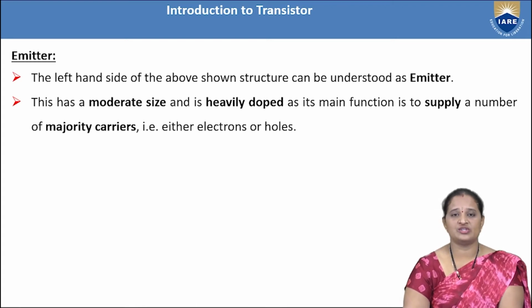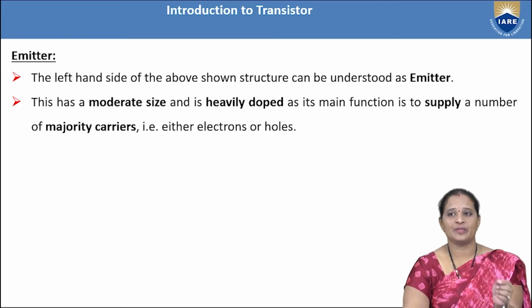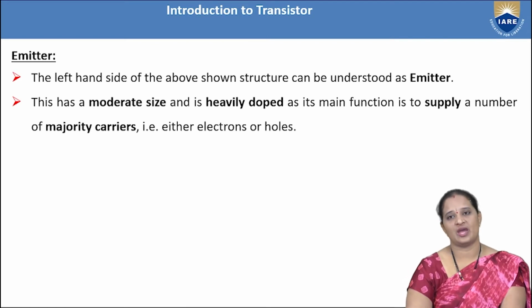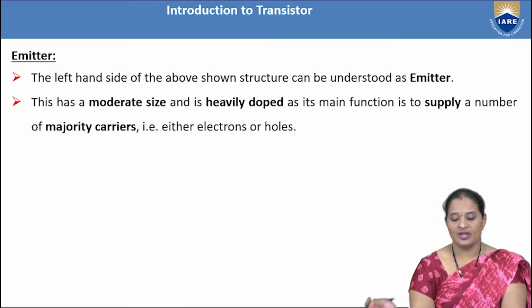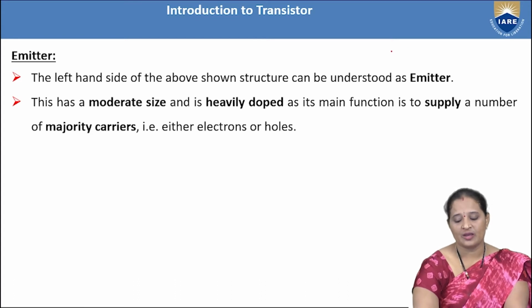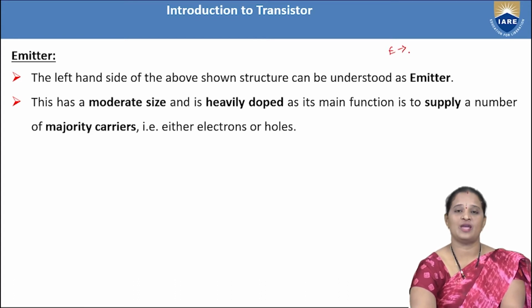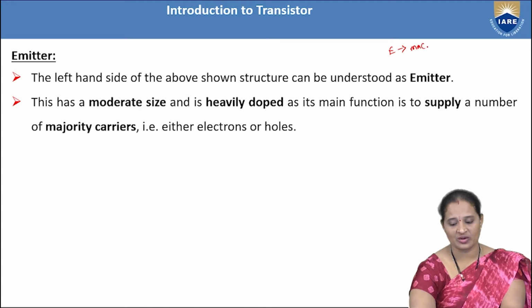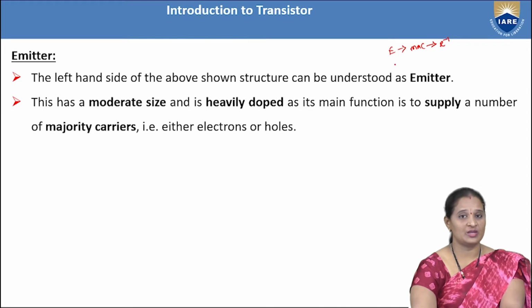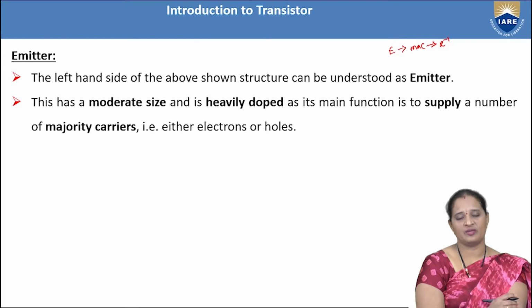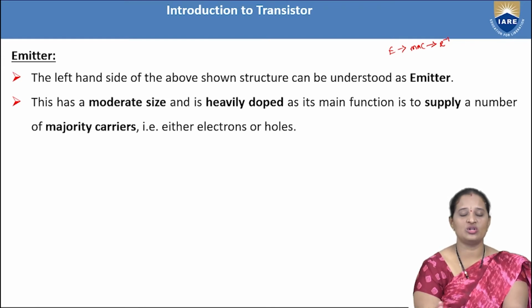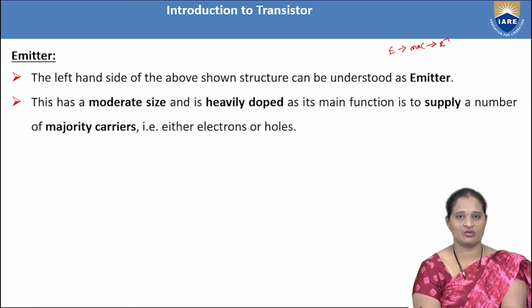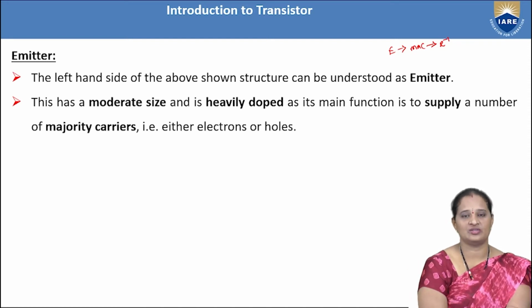And the main functionality of this emitter terminal is to supply the majority charge carriers. So here in NPN transistor, emitter is N-type, right? So the majority charge carriers will be electrons. Whereas in PNP transistor, emitter is P-type. So what about the majority charge carriers in PNP transistor? Holes are the majority charge carriers. If holes are the majority charge carriers, what about the electrons? They will be considered minority charge carriers.